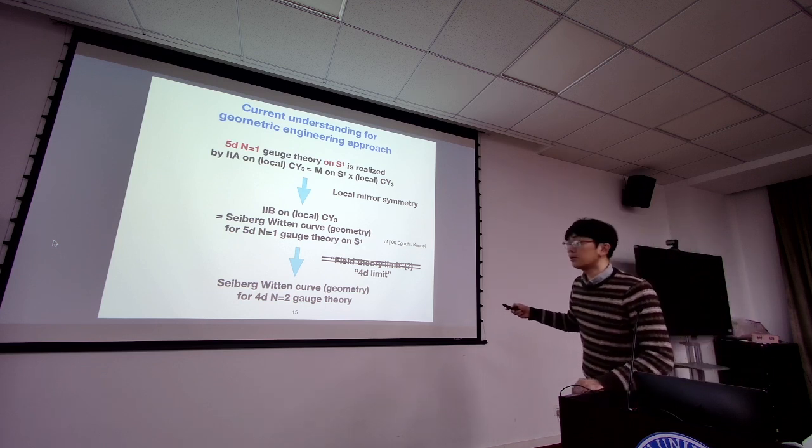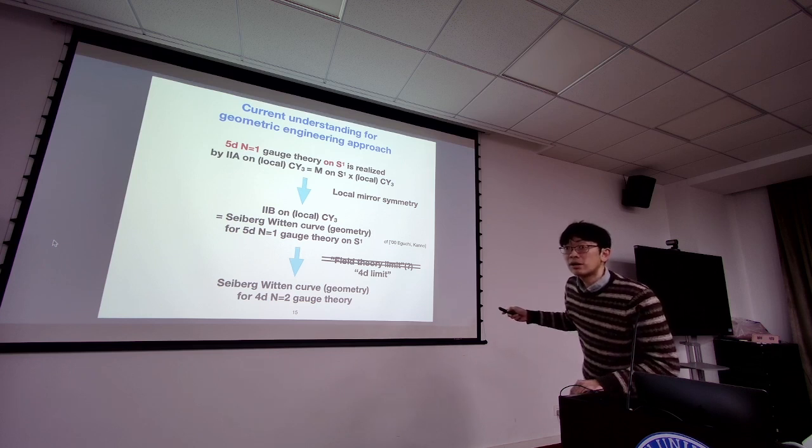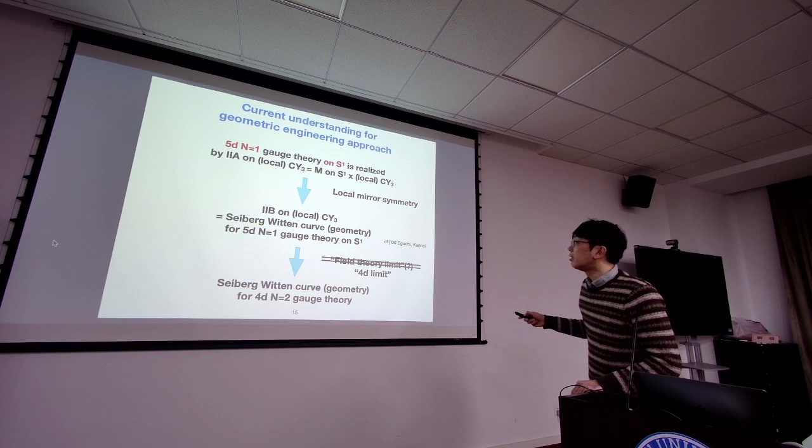Size of S1 is some shape parameter of the Calabi-Yau, right? From the SYZ point of view, if you do T-duality, and then in that sense, you can go back to the 4D limit by degenerating the Calabi-Yau. Isn't that right?